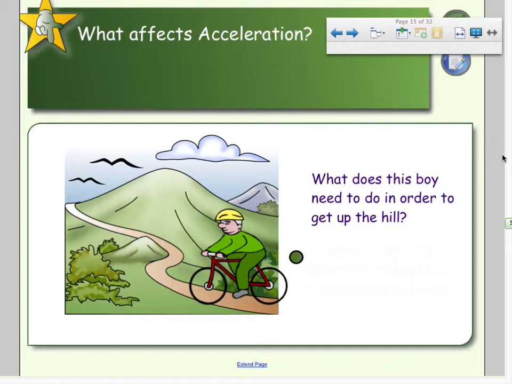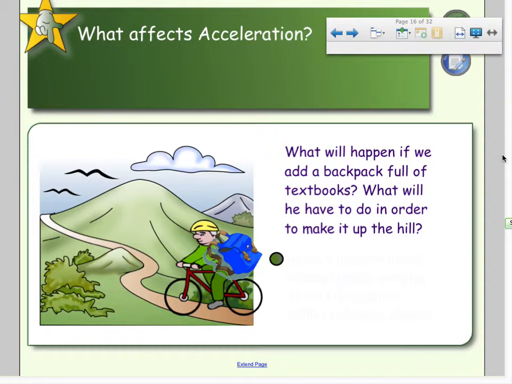What does this boy need to do in order to get up the hill? Alyssa. He needs to pedal. That's what he needs to do to get up that hill. Pedal. What is pedaling? It's a force. But he's going uphill, so he's pedaling hard. What if we add textbooks to his book bag? What does he need to do now, Zoe? Pedal faster and harder. And the reason why you stand is so you can put more force on there. Is that affecting acceleration? Yes. He has to put more force.